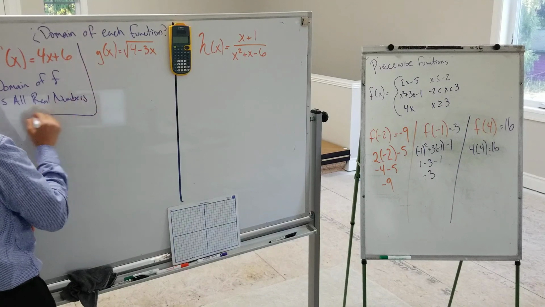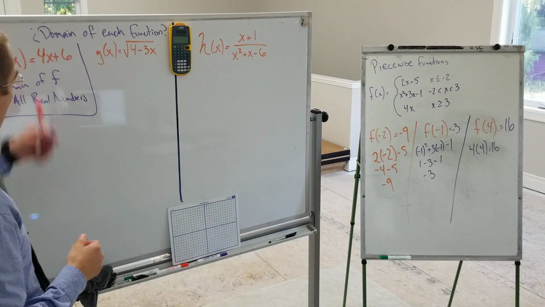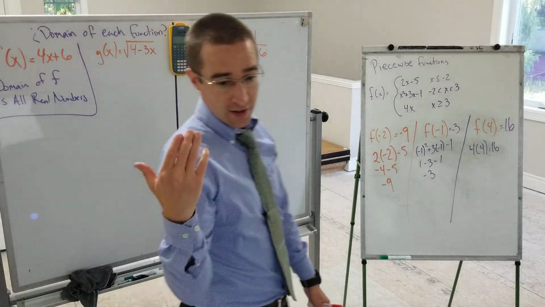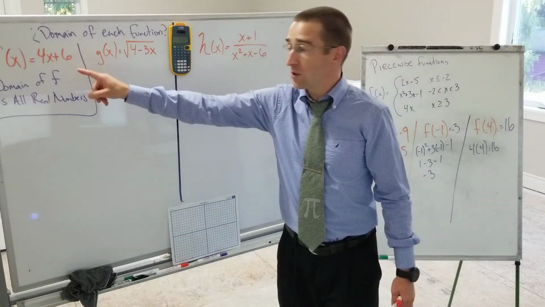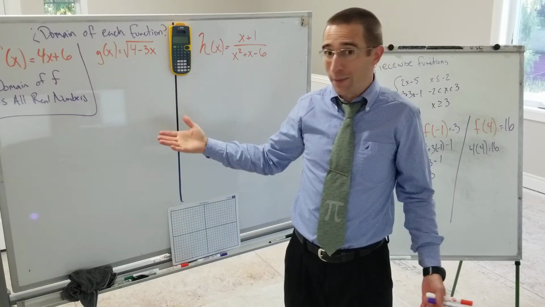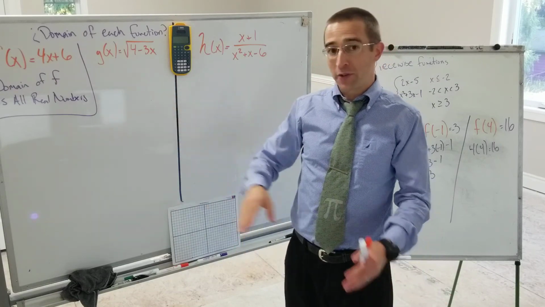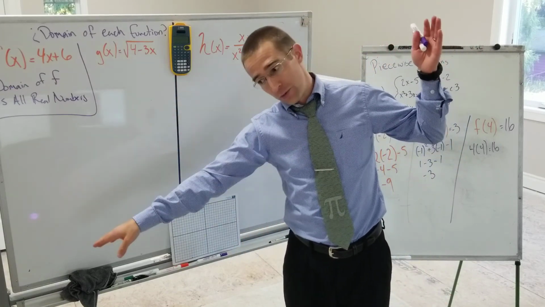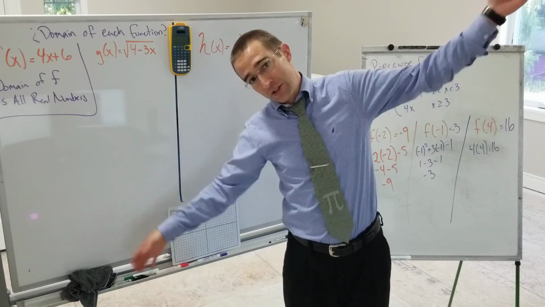And that's what we're going to write, all real numbers, for the domain of f, for that function f of x, 4x plus 6, because you can put any number in for x and get an answer, you get a y number out. Right, if you look at the graph, it's a line. The line goes all the way in the negative direction, all the way in the positive direction. You get all of them.